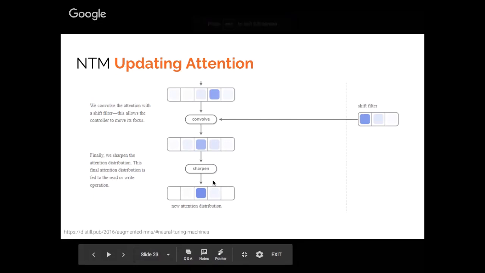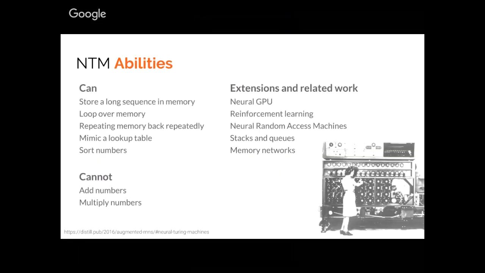That's the second part. Okay, so what can they do? The original paper managed to store long sequences in memory and loop over this memory. So it could repeat stuff back from memory, and it could actually detect anagrams, I think, you know, words which read backwards and frontwards the same, which is relatively hard for neural networks, right? Yeah, for original neural networks, it's a hard problem to detect a long anagram.